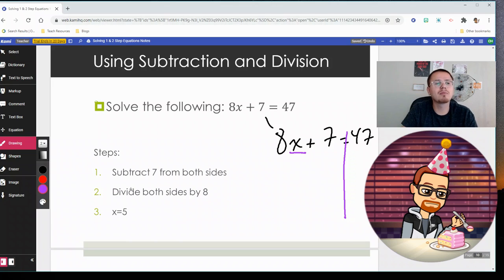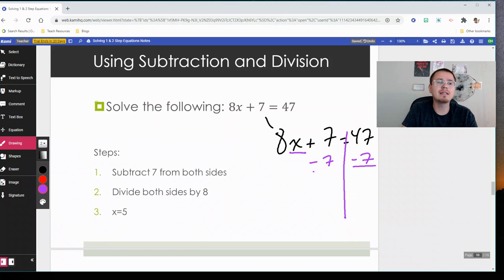So get rid of this plus 7 by subtracting 7 on both sides using the subtraction property of equality. I should have left room on my right. I'm going to figure out a better way. When you add or subtract the same number, you get a 0. So we have 8x equal to 40.